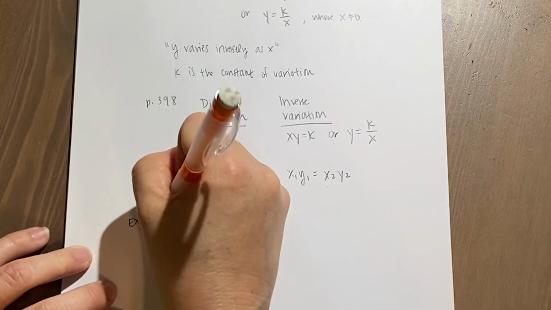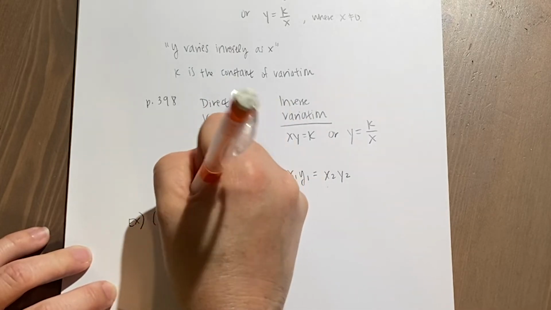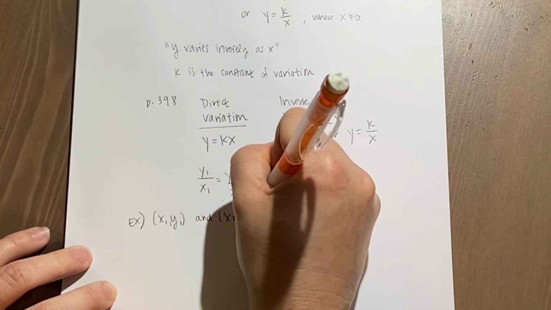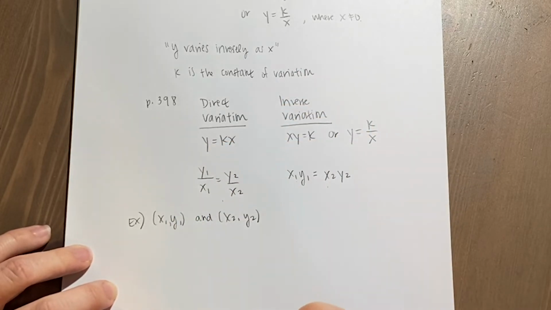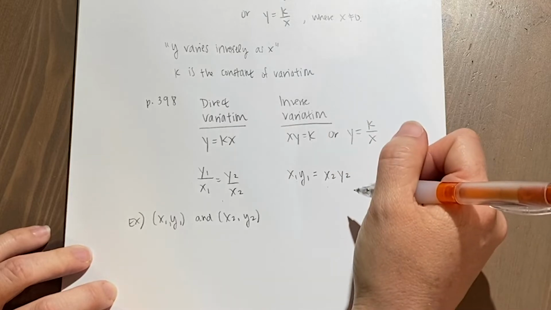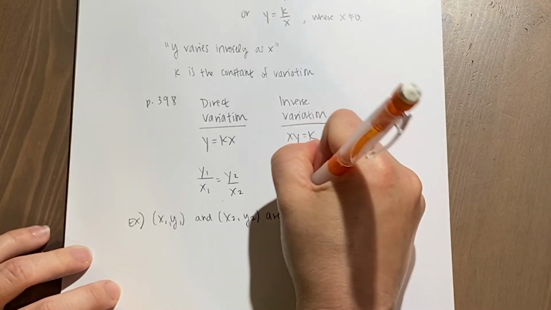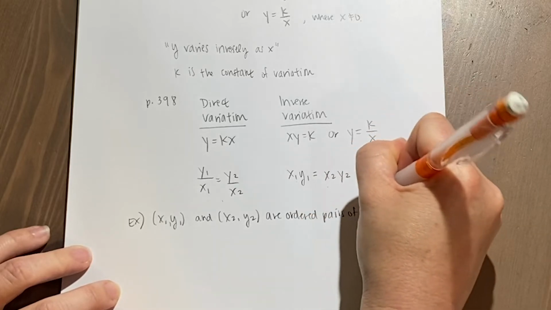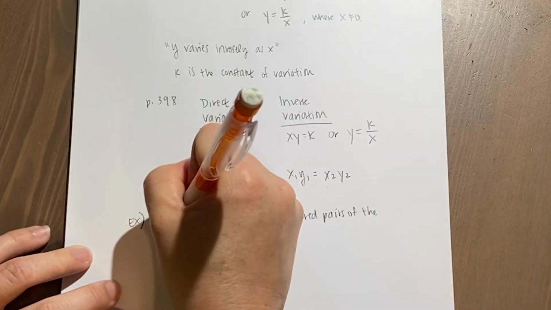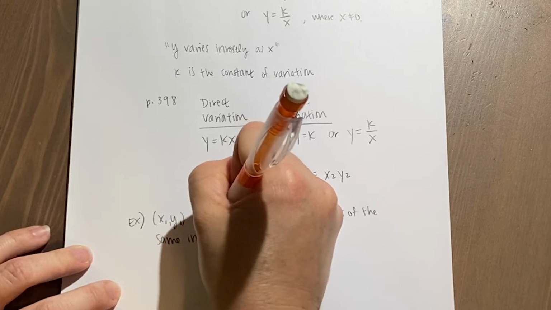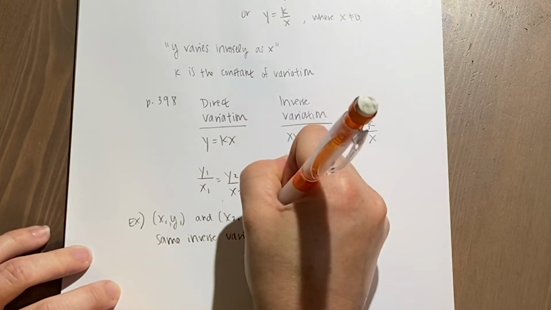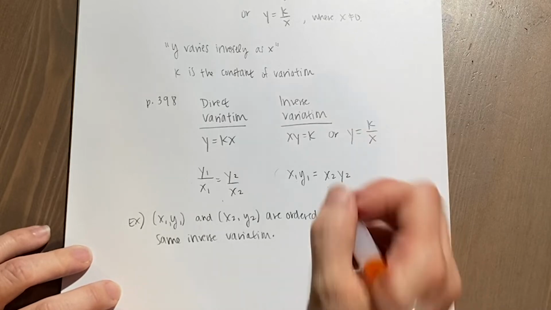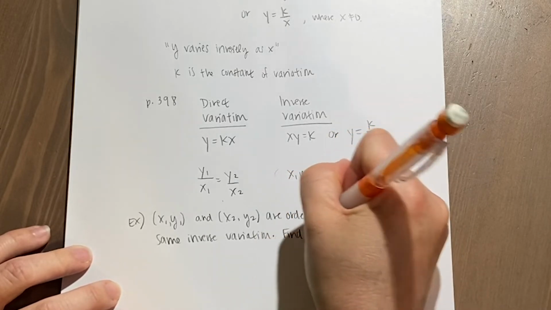If x1, y1 and x2, y2 are ordered pairs of the same inverse variation, so our ordered pairs of the same inverse variation. So we're talking about this, inverse. Find the missing values.